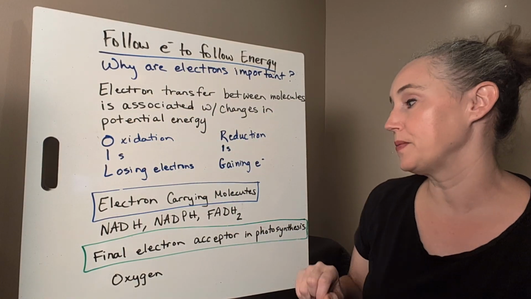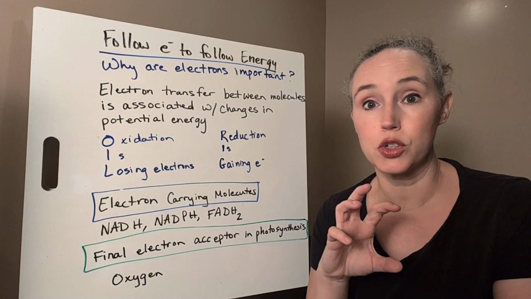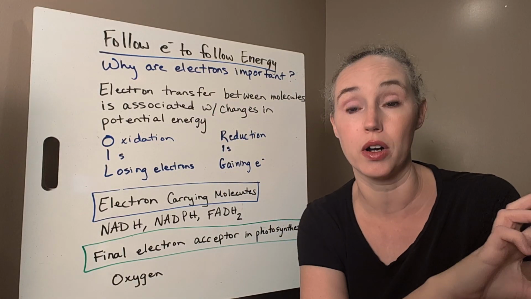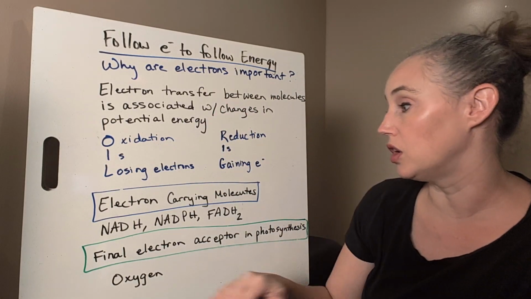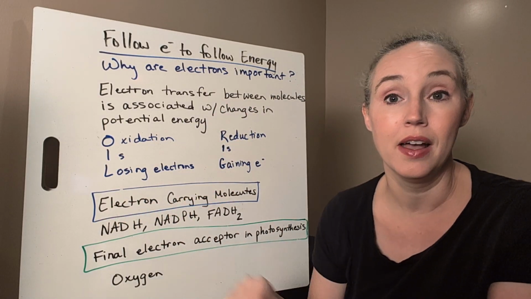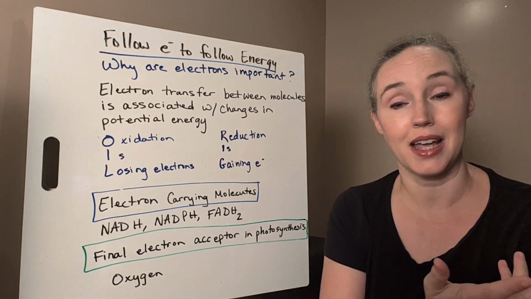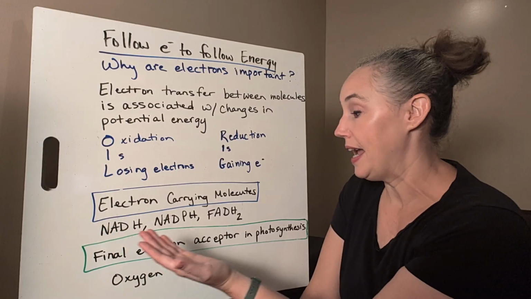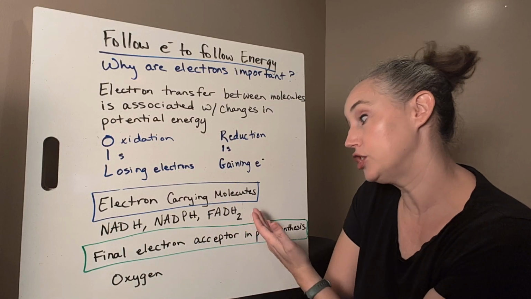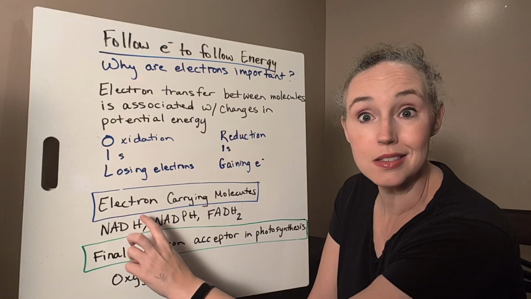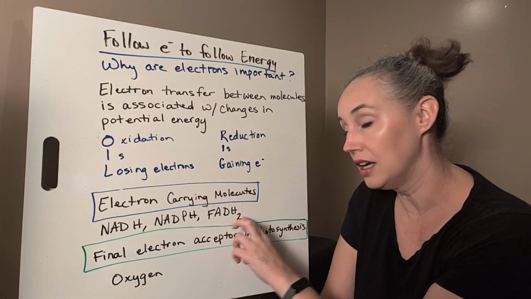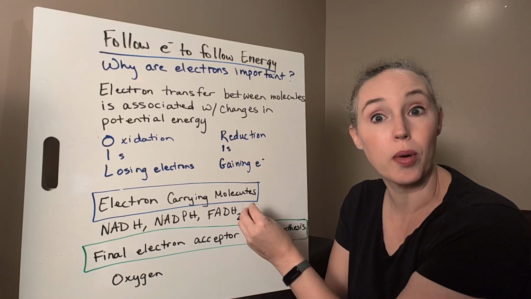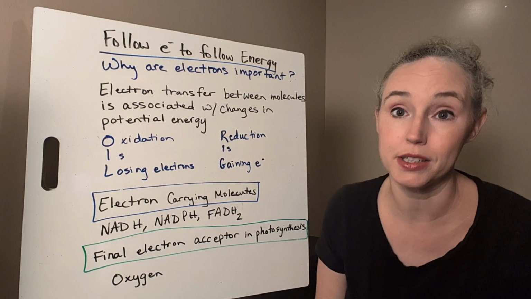Okay, now you're going to see electrons being carried from one part of a cell process to another part of a cell process with molecules called electron carriers. These are going to show up in photosynthesis and cellular respiration. You've got NADH, NADPH, and FADH₂. So all these H's contain an electron. And so these molecules, the electrons that are part of those H's, are being carried from one place to another place.